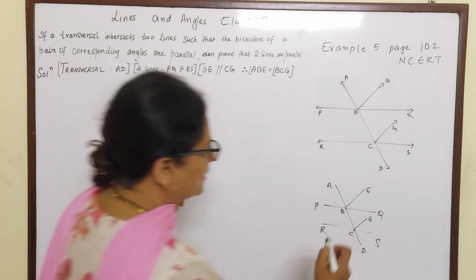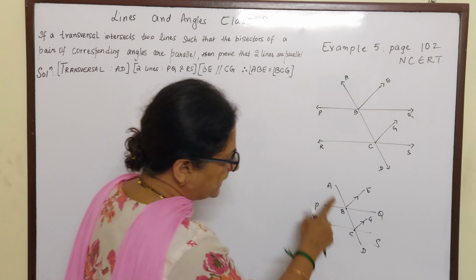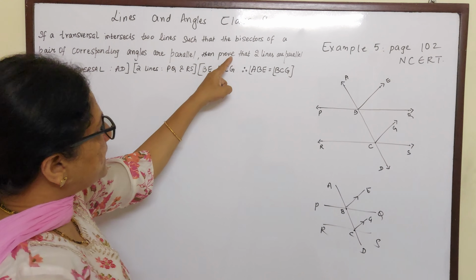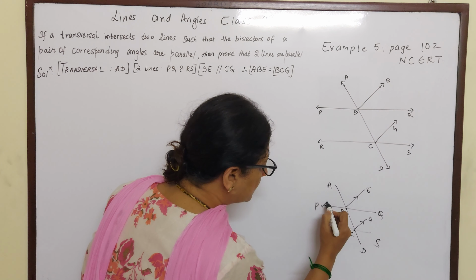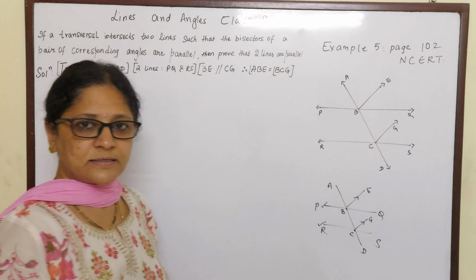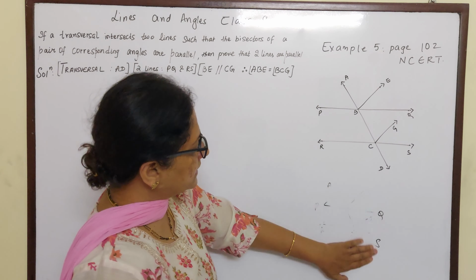The bisectors of corresponding angles are parallel. That means this line is parallel to this line, okay, and AD is the transversal. They are saying prove that the two lines are parallel. You have to prove that PQ is parallel to RS. So this is your sum. So let us move with the proof.